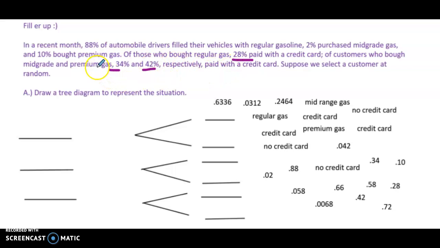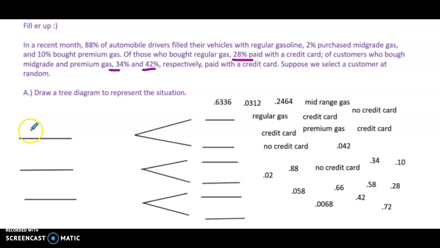Suppose we select a customer at random. We're going to draw a tree diagram to represent the situation. And we know we have a tree diagram because we have multiple probabilities going on. All right, so number one, we're talking about 3 types of gasoline: regular, mid-grade, and premium.